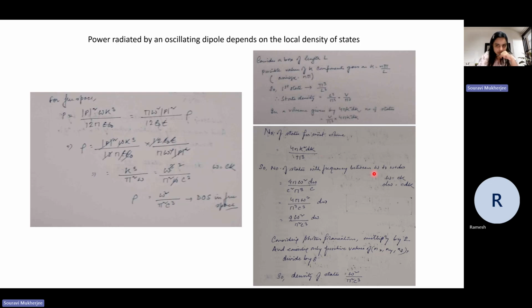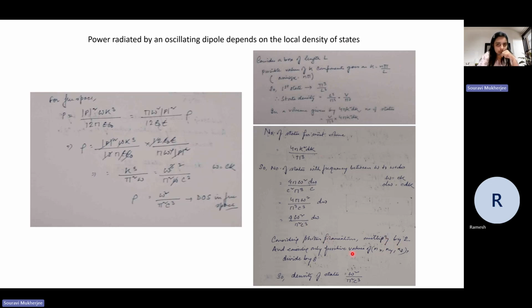Right. Now, if this is the states per unit volume, you can try to find the number of states between a certain frequency omega and omega plus d omega. Okay, just changing from k space to frequency space, right? And because you're talking about photons, there can be two kinds of polarizations, so you can multiply this term by two.